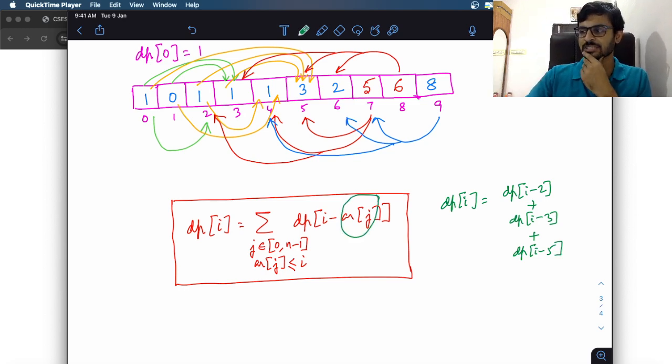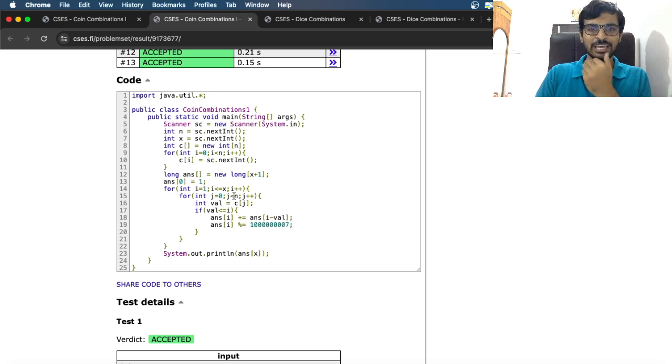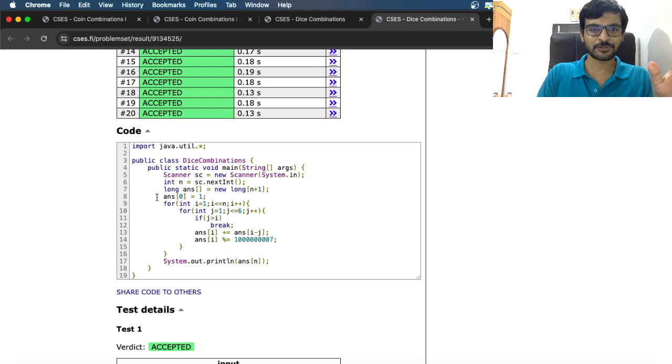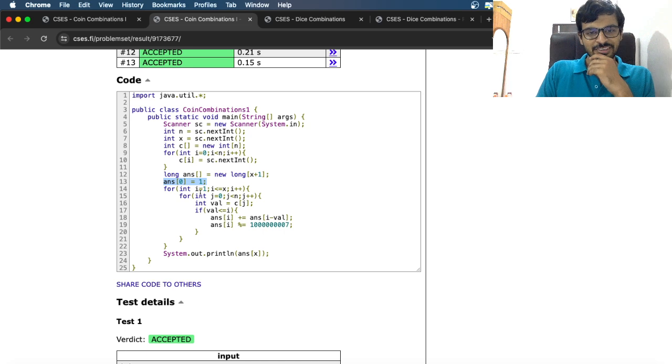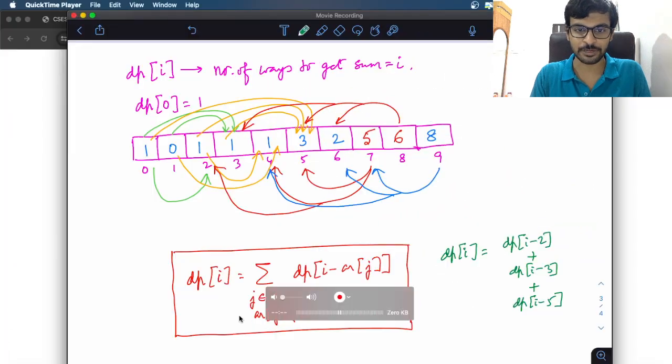For each array element which is less than or equal to I, do this. So that's it. If we get back, this is how the coding solution will look. It starts in the same way. Answer of 0 equals 1, that is the base case. We did something similar over there. This is your DP array, answer array. And then I said go from 1 to x. So basically the target: start with smaller targets, go up to the largest target, and for each I, explore the possibilities. You go through the n array elements, and for each array element take that in val, and if that val is less than or equal to I, same thing as over here.